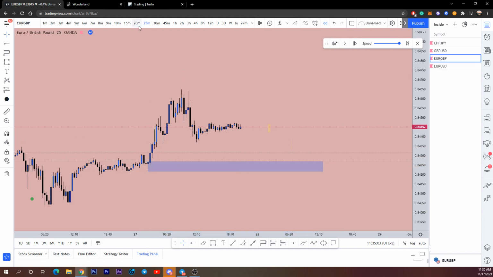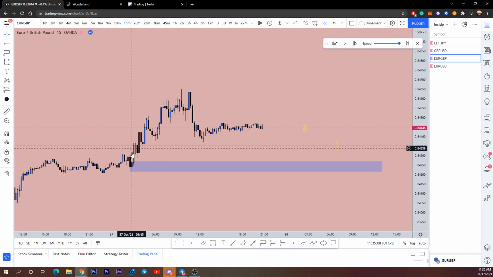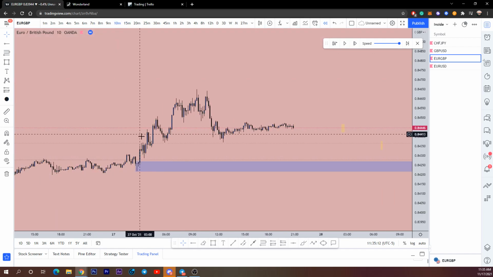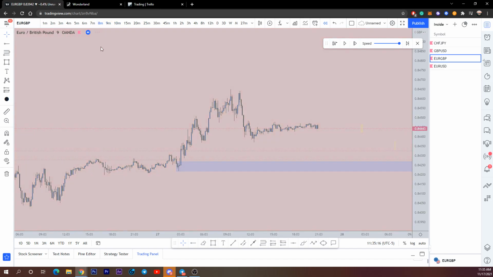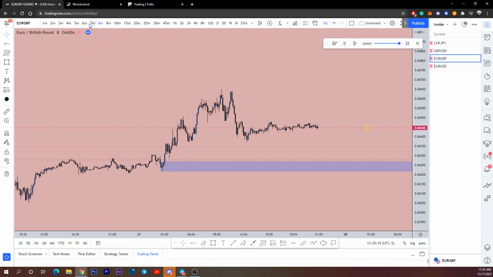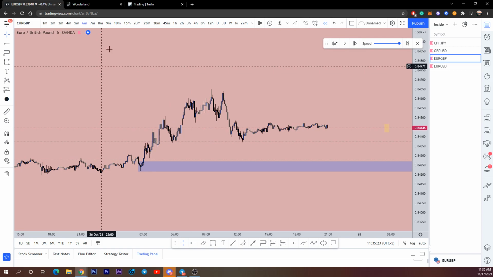Right here. We can keep going down if we need to. On the 15-minute, we still have this right here that's not been mitigated. Okay, still the exact same thing. Let's see, still the same thing.